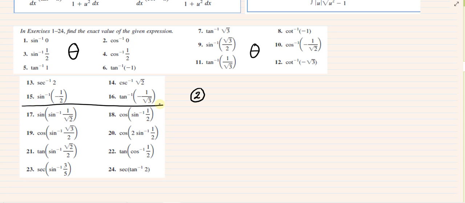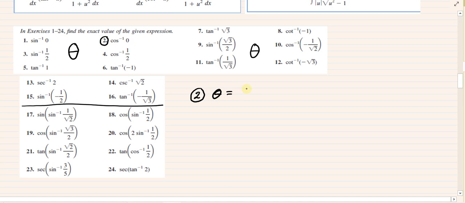But for the first 16 problems, we want to find theta. So let's begin with number 2. In number 2, I'm going to call it theta. Rather than writing it the way they have it, I'm going to write that as theta equals that. Now, by definition of the inverse, I can write, this is cosine, so I can write cosine of theta is equal to 0.